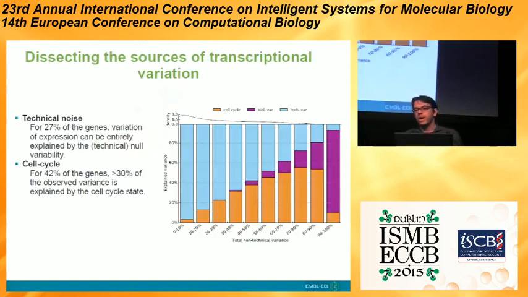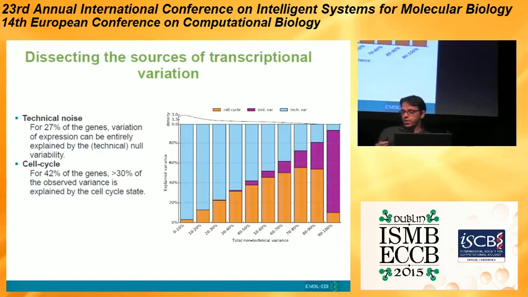When looking at the explained variance using a model, I'm binning here genes by the proportion of variance explained by technical noise, which I mentioned earlier is a big challenge. These genes here have 10% technical noise, and here on the right hand we have basically no technical noise. We can see that overall the cell cycle, shown here in orange, explains the largest proportion of variance after technical sources of variation.